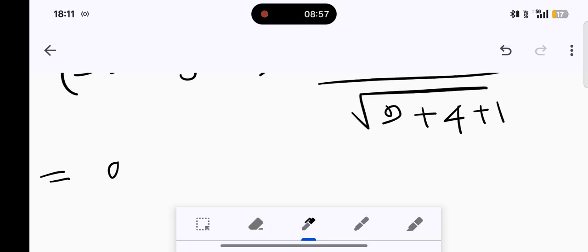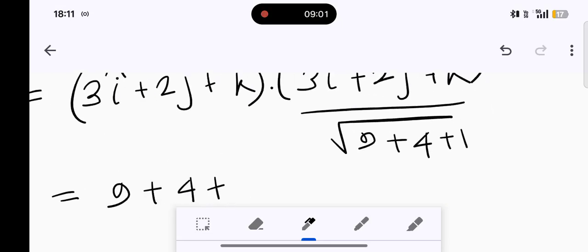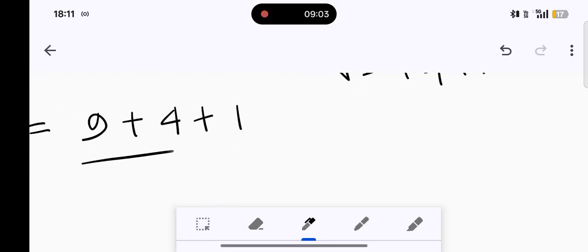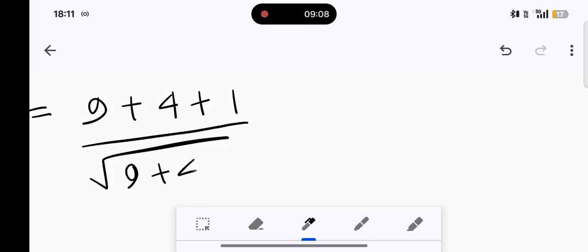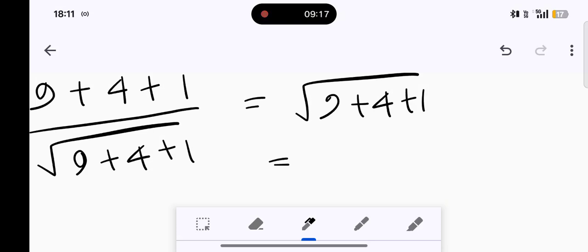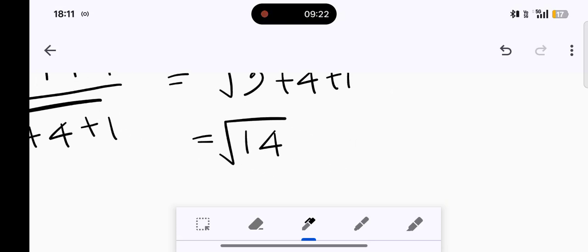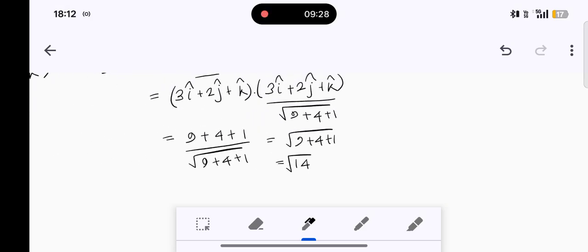3 into 3 is 9, plus 2 into 2 is 4, plus 1 into 1 is 1, divided by the root of 9 plus 4 plus 1. Both are the same: 9 plus 4 plus 1, and 4 plus 1 is 5, 5 plus 9 is 14. So this is the answer, and it doesn't have any kind of units, be careful, okay? So this is the answer, very nice.